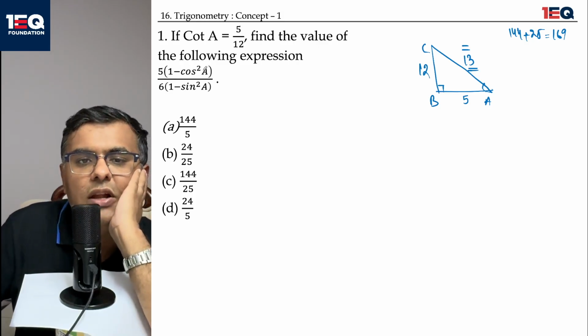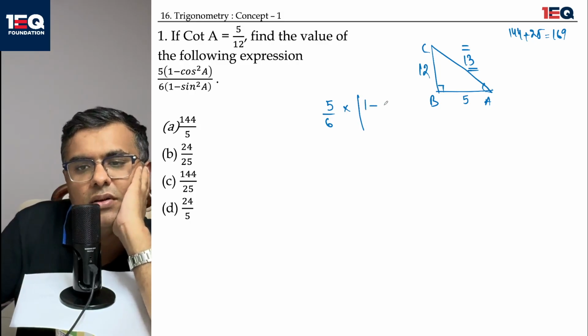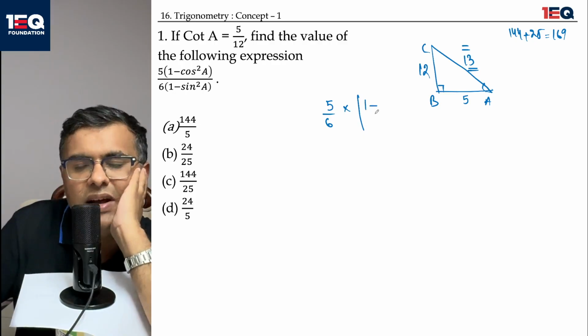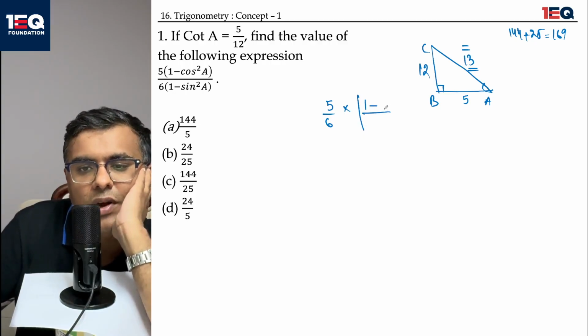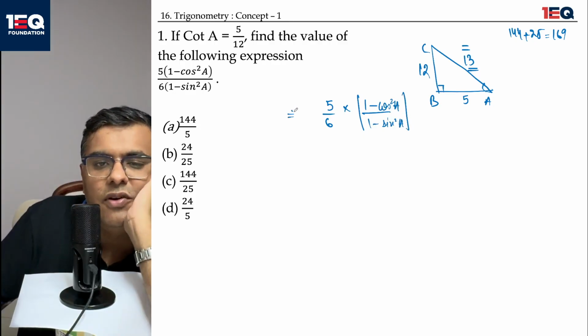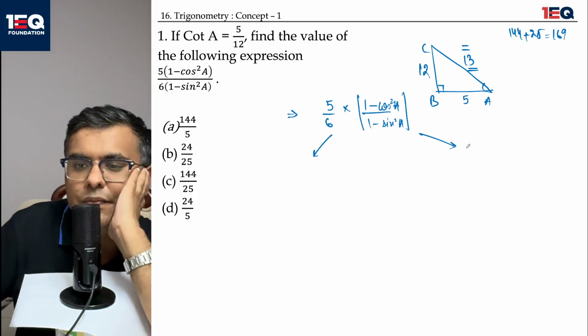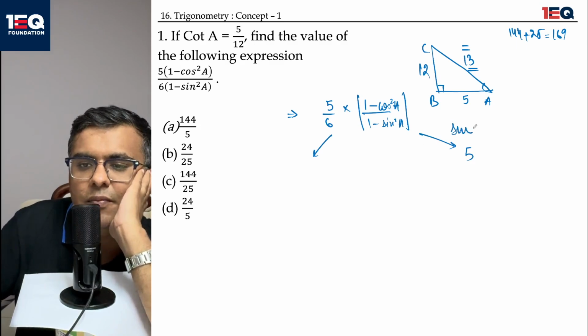So the value of the following expression, 5 by 6 being multiplied by 1 minus cos square A whole upon 1 minus sin square A. There is a difficult way of doing it and there is a smart way of doing it. I will help you do both of them. First, following the smart way.